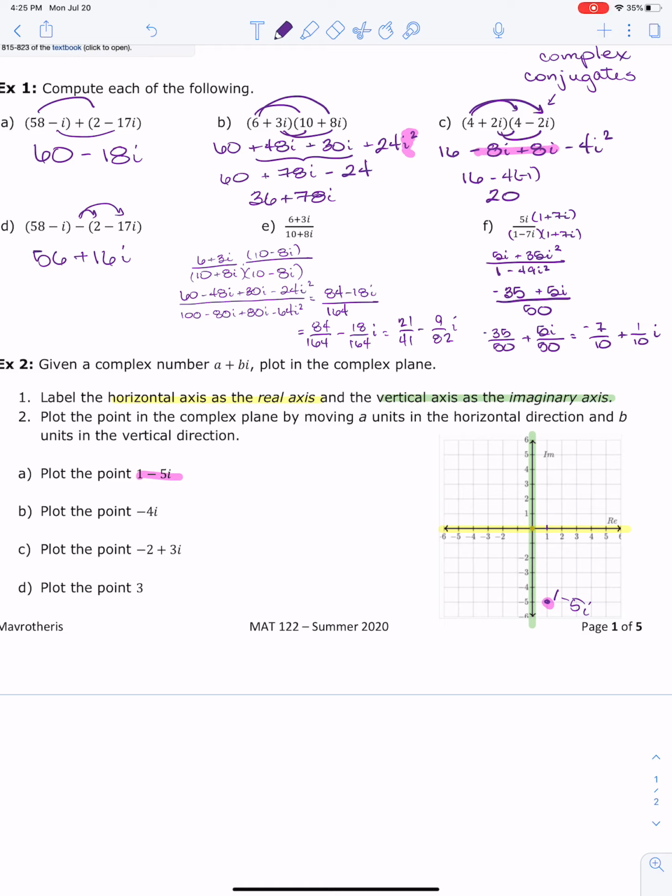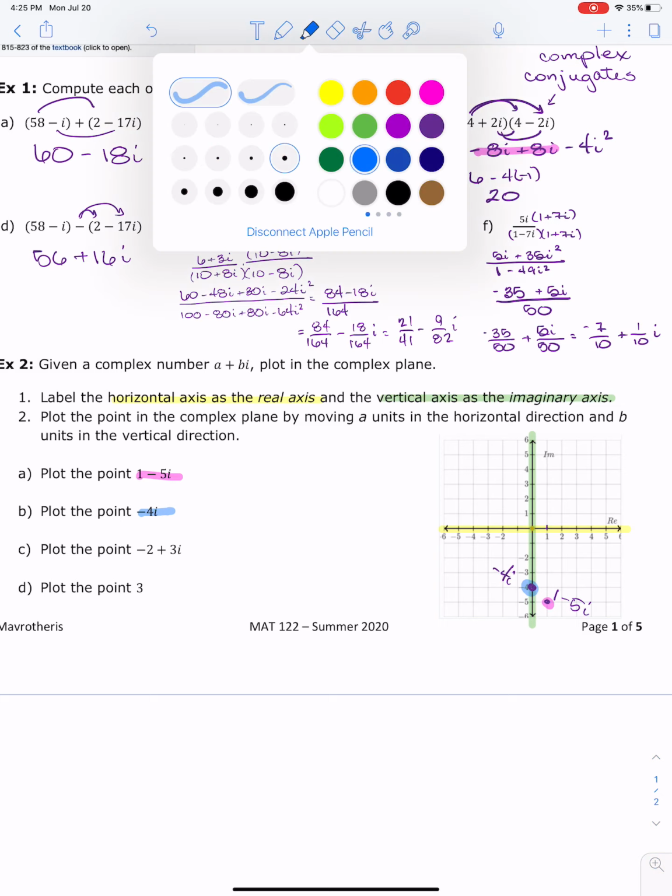B, negative 4i, that means the real part is 0. And so we're going to plot it just that same way. 0 left, right, down 4. Sometimes you'll see that vertical axis labeled in terms of i. I don't see that very often, but you might.